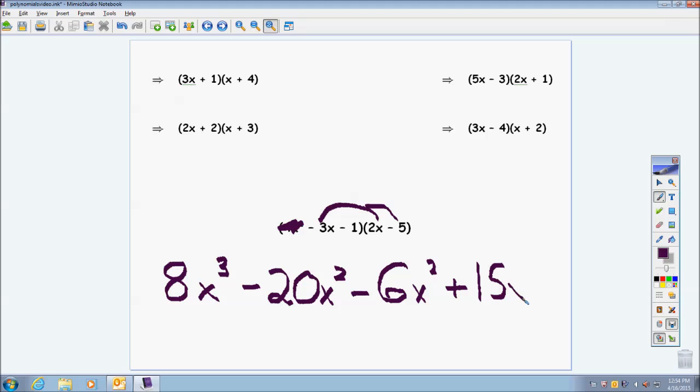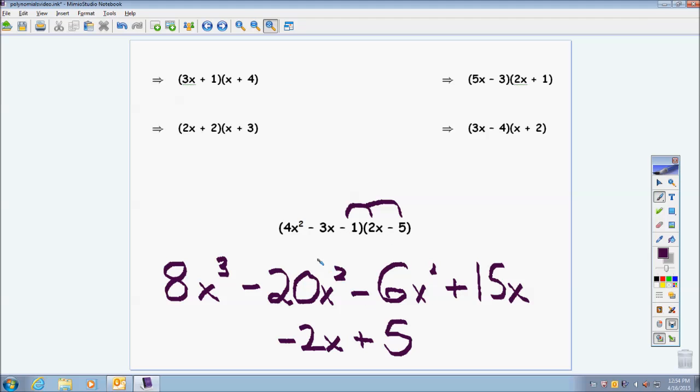Okay, so that gave me 4 terms. But I'm going to have 6 terms at the end because I've got 3 times 2. 3 terms times 2 terms will give me 6 terms. So now I've got negative 1 times this, which will be negative 2x. I can continue writing it right down here, no big deal. And then negative 1 times negative 5 is 5. Remember, we're multiplying here, not adding. Negative 1 times negative 5 is positive 5.